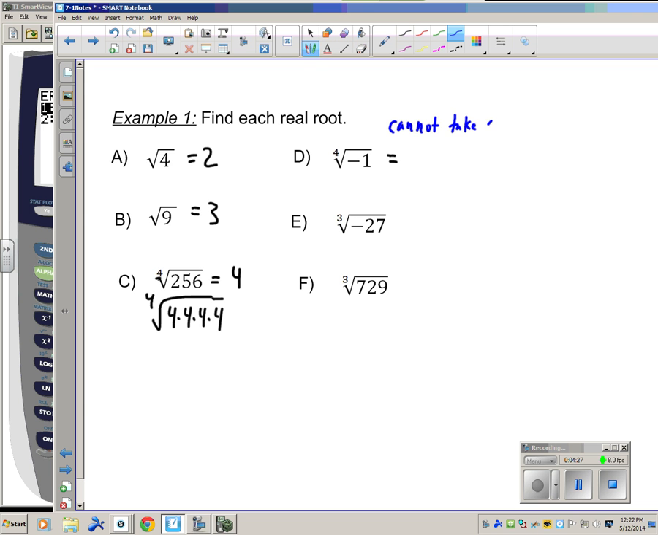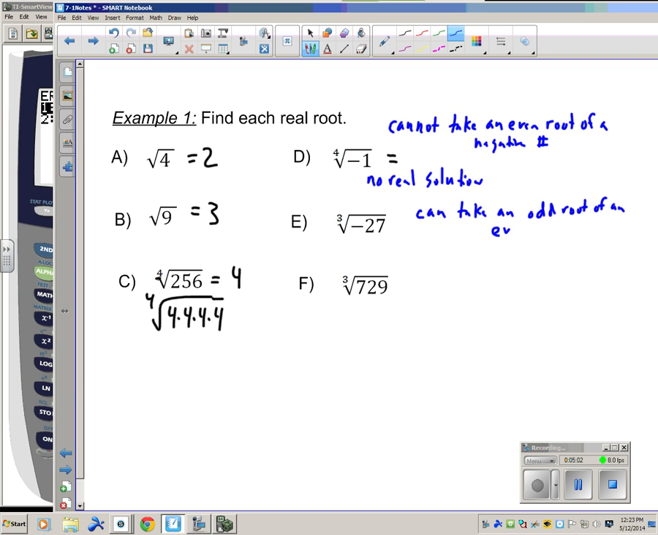Take an even root of a negative number. So this one here, no real solution. But you can take an odd root of a negative number. So I'm just going to write down, can take an odd root of a negative number.